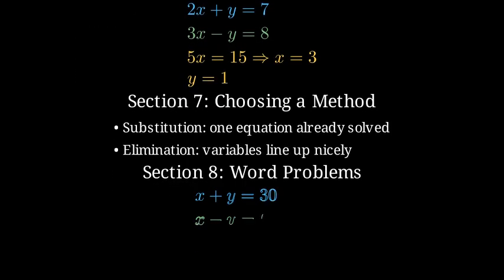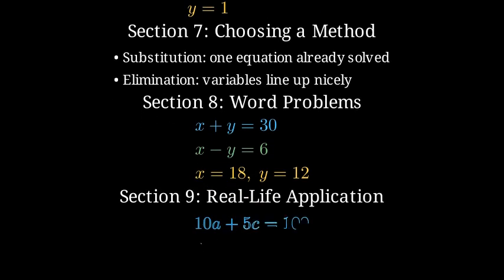Word problem example, two numbers add to 30, and their difference is 6. Let x be the larger and y be the smaller. Then x plus y equals 30 and x minus y equals 6. Solving gives x equals 18 and y equals 12.